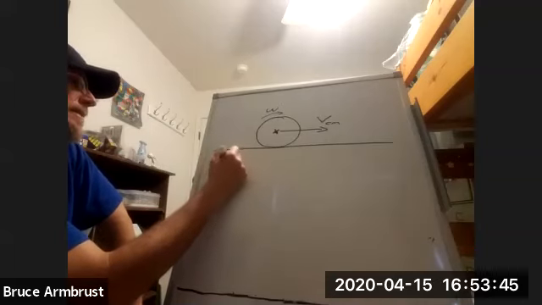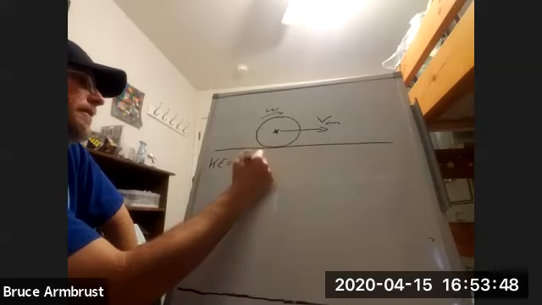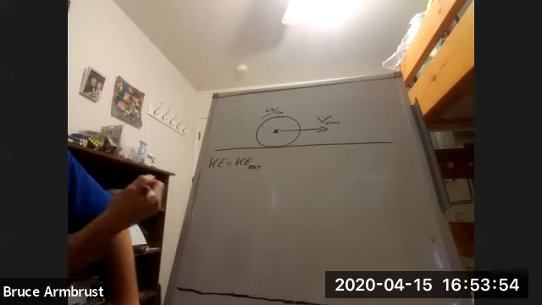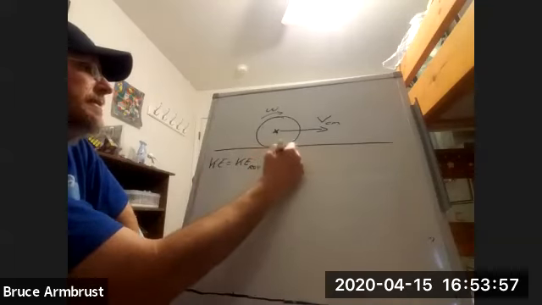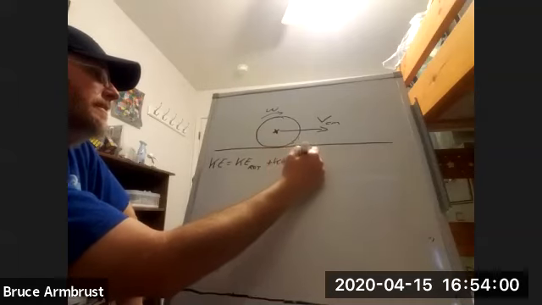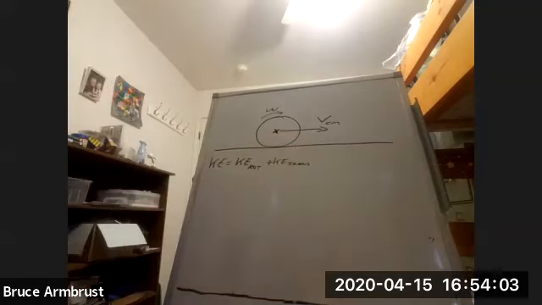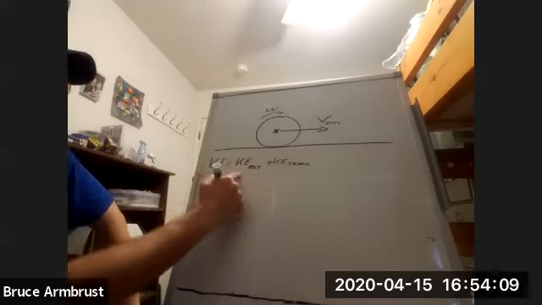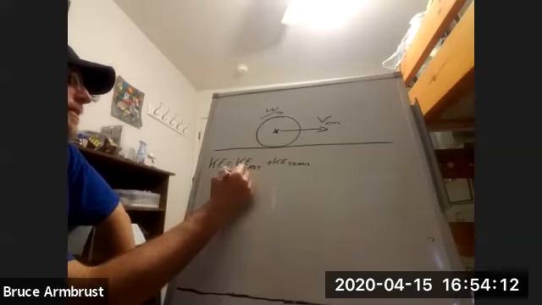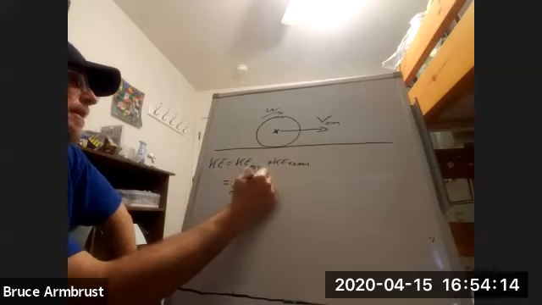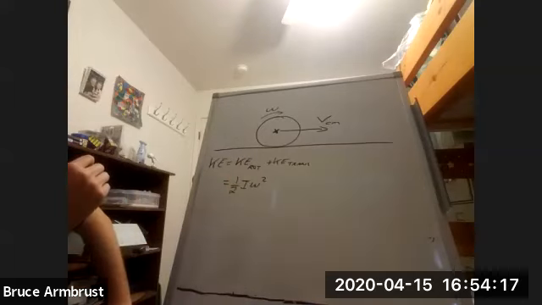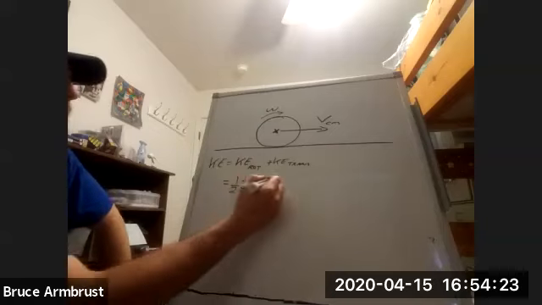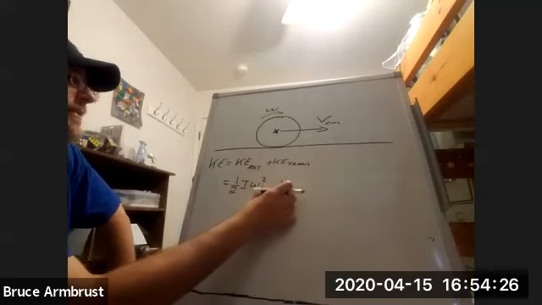In this case, the kinetic energy is going to have two pieces to it. There's going to be a rotational kinetic energy, and there's also going to be a translational kinetic energy. So there's the part that's due to its spinning and the other part due to its moving. The kinetic energy due to rotation is going to be 1/2 I omega squared. And then the part that's due to the translation is going to be 1/2 m v squared.